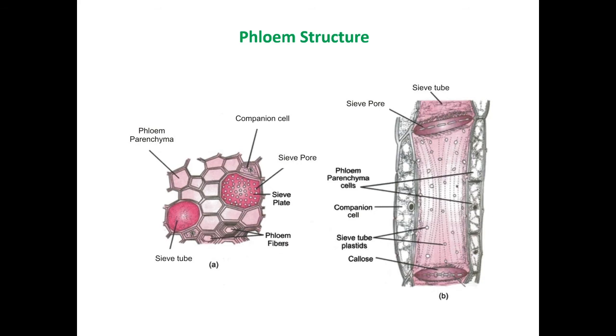And the last one is phloem fibers. These are thick walled cells and provide support and strength. You can clearly see here, these are the phloem fibers. They are with thick walls and they provide support and strength to the phloem. So this is the structure of phloem.